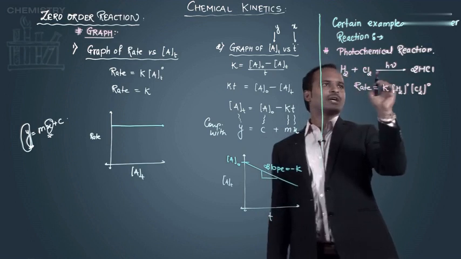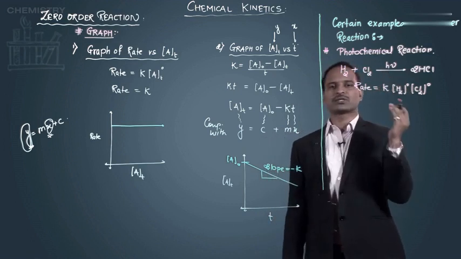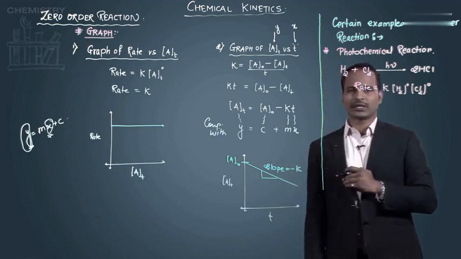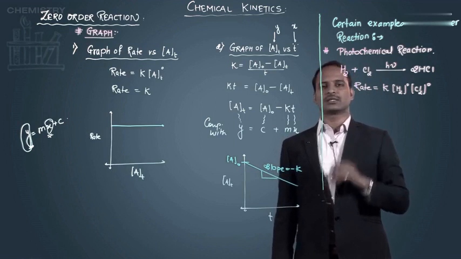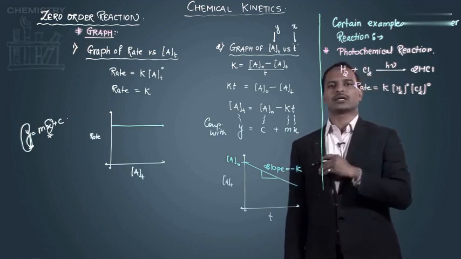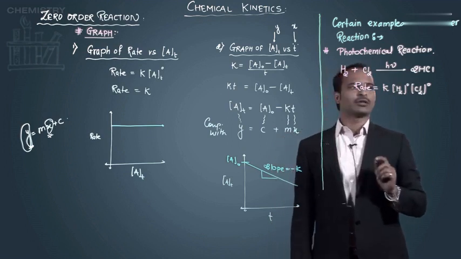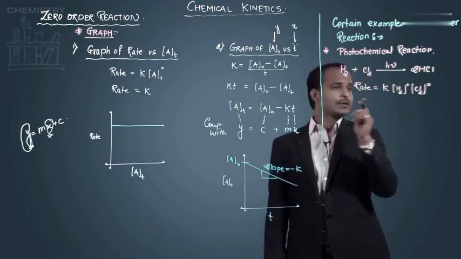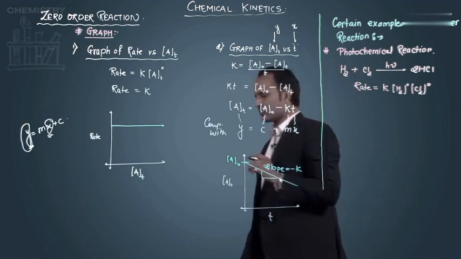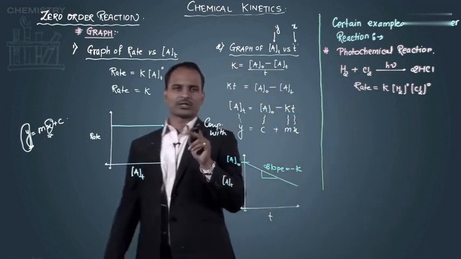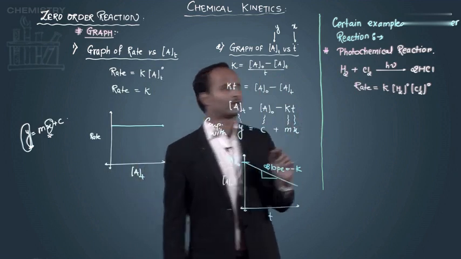Instead, here the rate of reaction depends upon the intensity of light. Photochemical reaction means where light is needed to carry out the reaction. So here the rate of reaction depends on the intensity of light, that is the number of photons falling on the reactant per unit time per unit area. So whatever photochemical reactions we have in the exam, if they are asking about the order of reaction and it is a photochemical reaction, then the answer is going to be 0 order.